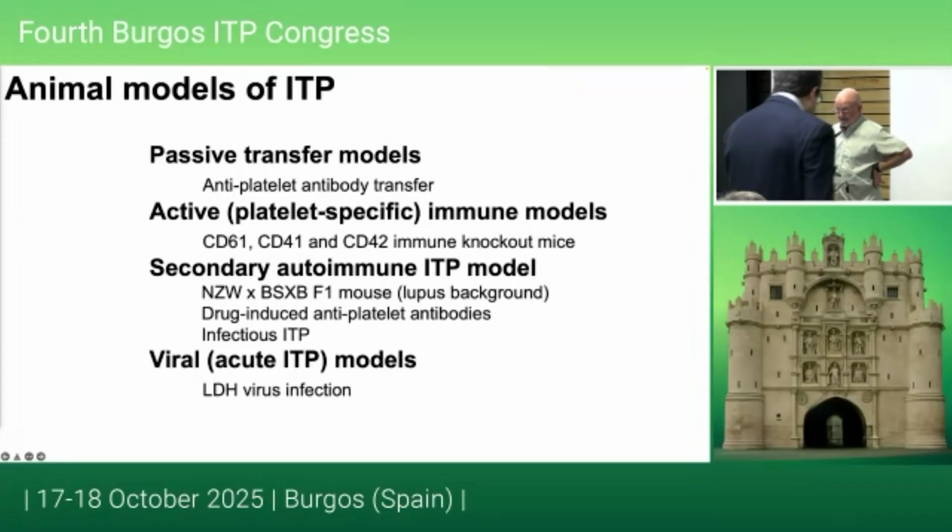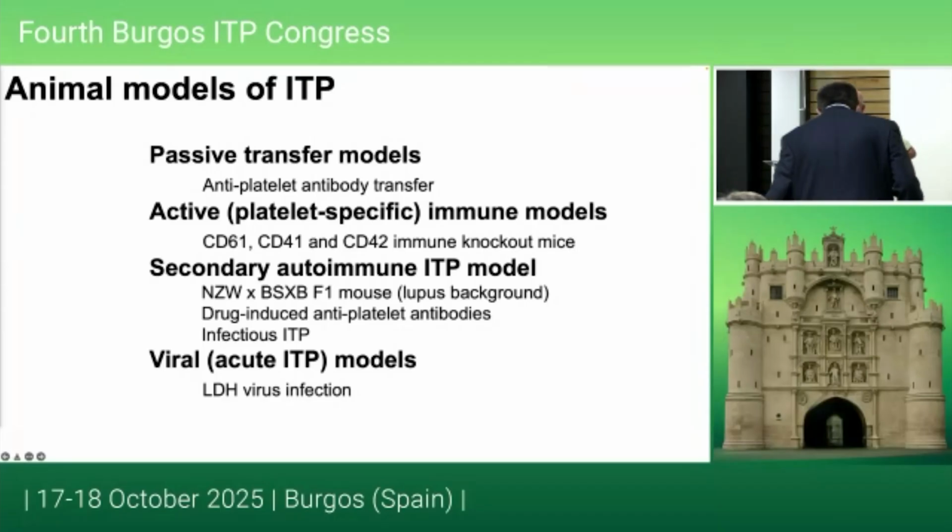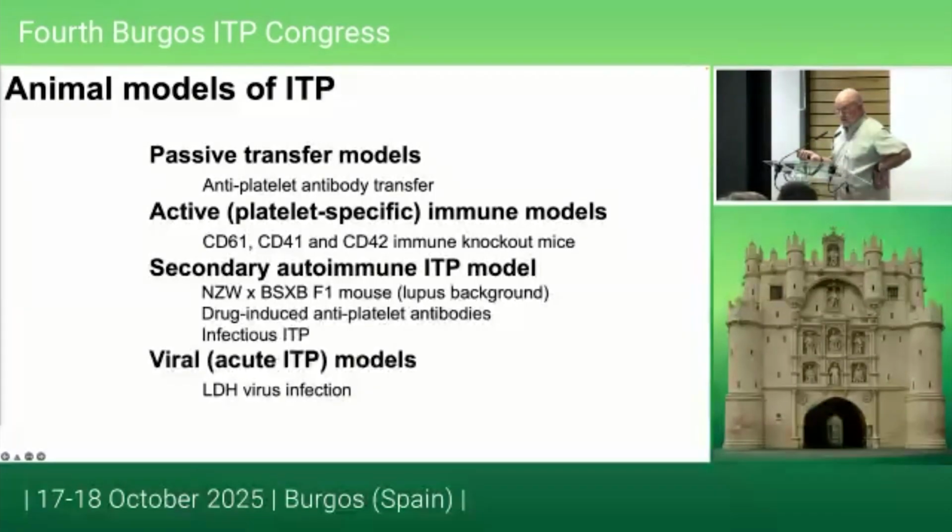They become thrombocytopenic, and you can certainly test therapeutic responses to that antiplatelet antibody. The active immune model I'm going to talk more about in this talk. This is where we can take knockout mice of particular platelet antigens, immunize them against that platelet antigen, and then transfer their spleen cells into immunocompromised animals like SCID mice, and I'll go through that in a moment.